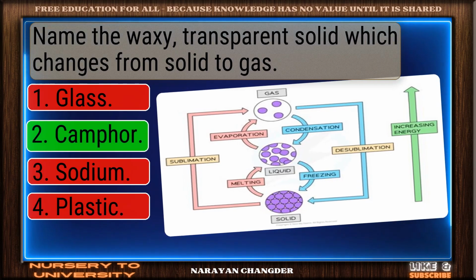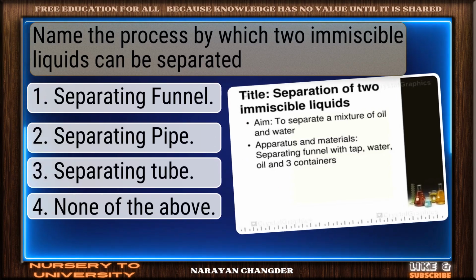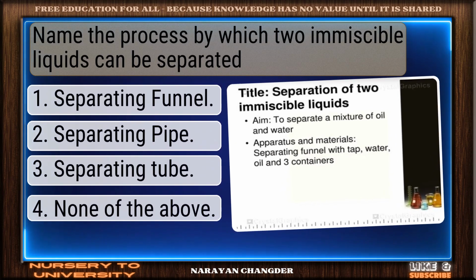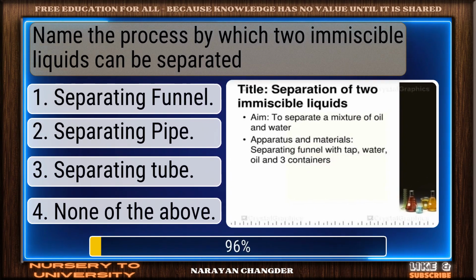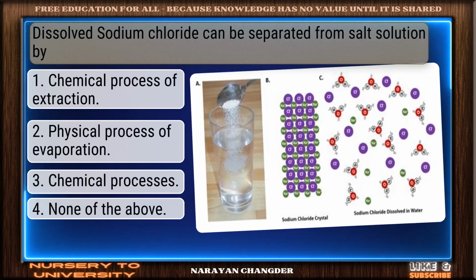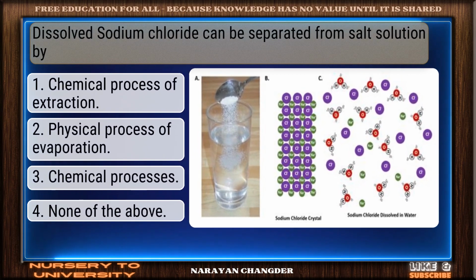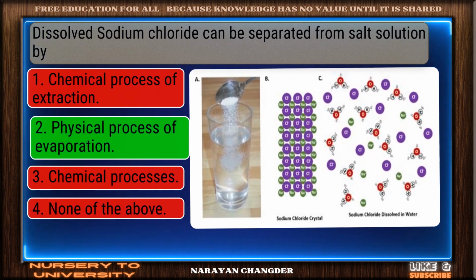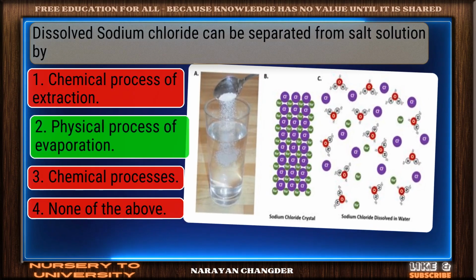Nice selection. Camphor is the correct and valid answer. Question number 117. Name the process by which two immiscible liquids can be separated. Correct. Separating funnel is the right answer. Question number 118. Dissolved sodium chloride can be separated from salt solution by. Right choice. Physical process of evaporation is the best answer.